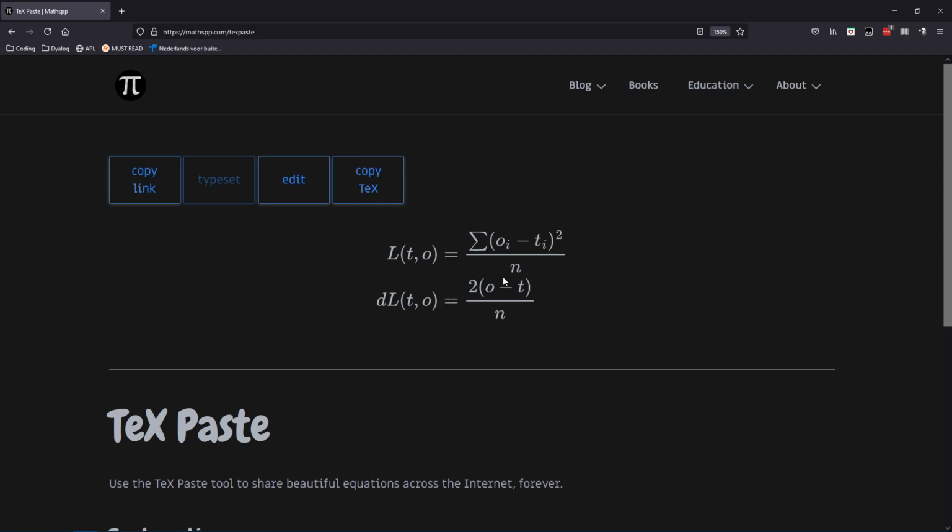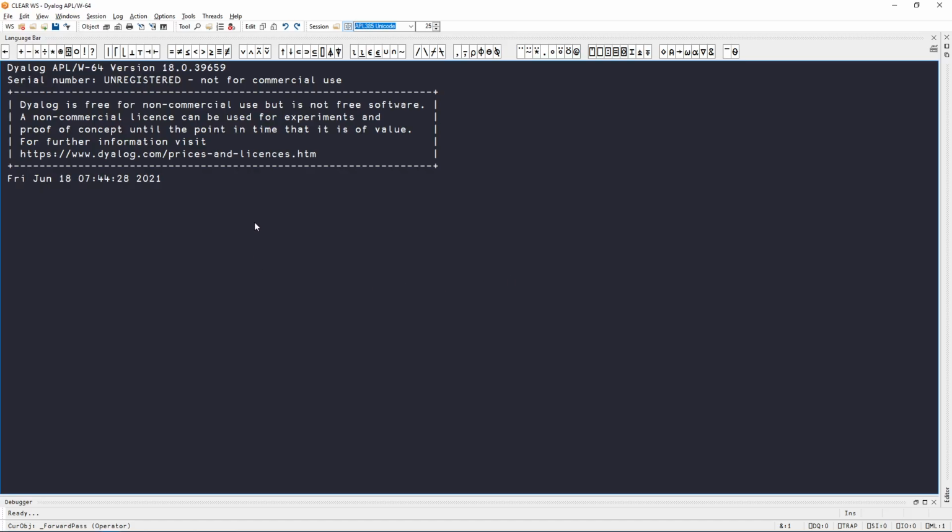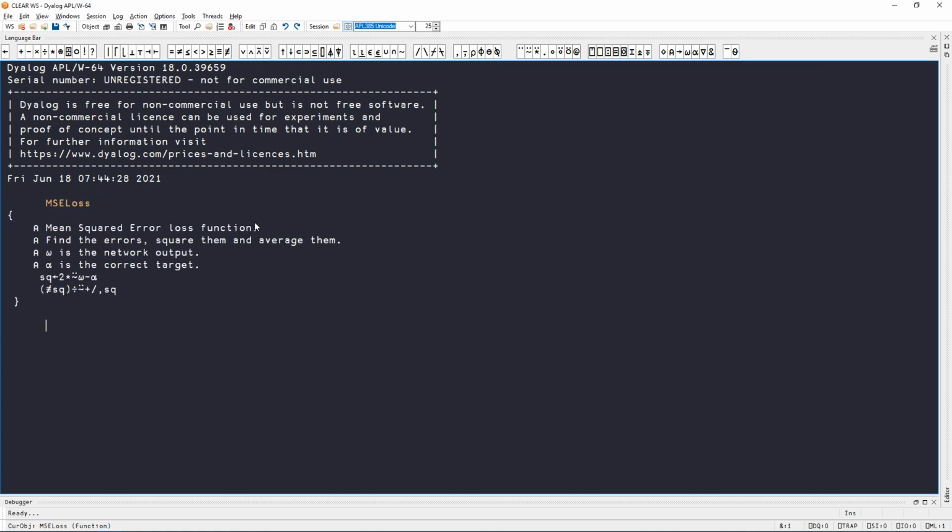Okay, so I'm assuming you already had a go at it. How can we do this? Just taking a look at the MSE loss function, you can see here that we compute the squares and then we perform that averaging up.